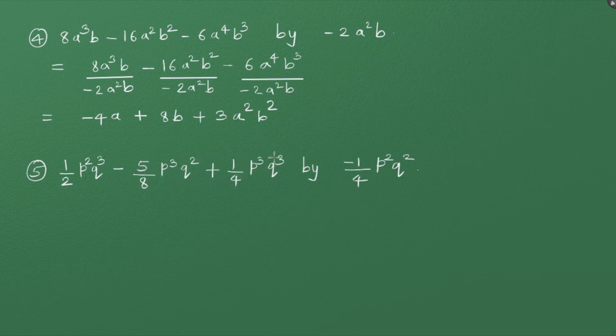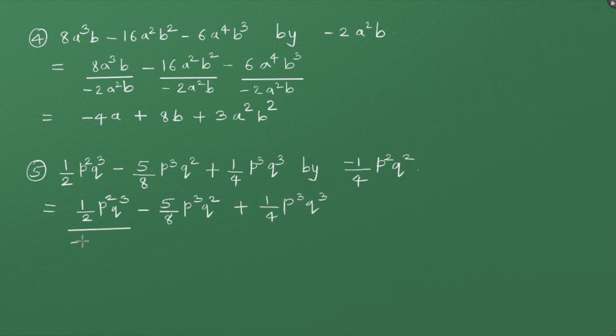1 over 4 p cube q cube by minus 1 over 4 p square q square. So let's divide. Writing the polynomial and then dividing by the given monomial. The monomial is minus 1 over 4 p square q square. Writing below the second term of the polynomial and then now the third term.